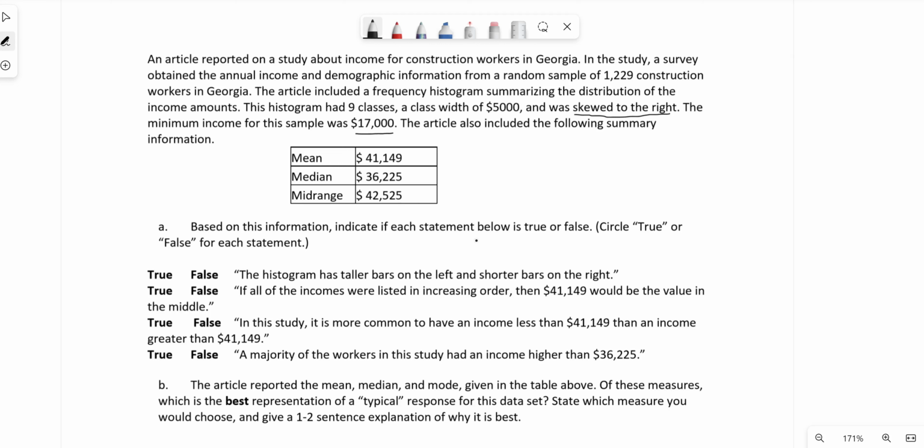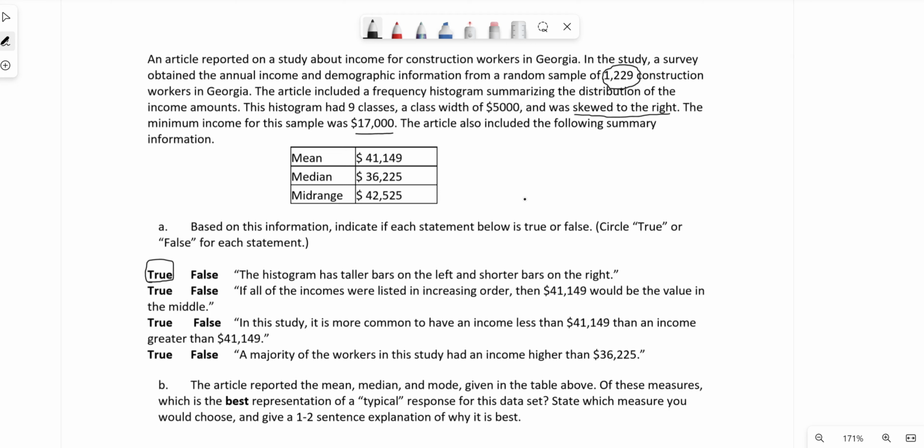First off, let me point out that because the number of values in the dataset is an odd number, that means your median is one of the values in your dataset. So this median income was actually one of the incomes from the dataset. So first statement, the histogram has taller bars on the left and shorter bars on the right. That statement is true. Why?